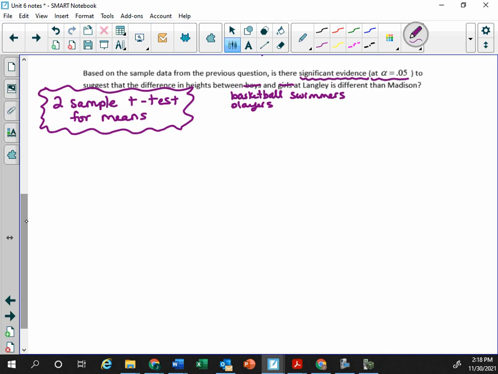Now, the happy news here is we've already checked conditions for both of these groups. We don't need to do that again. So we're just going to jump right into the actual hypothesis test part. What's something you have to write every time you do a hypothesis test? Yeah, we have to write like the null and alternative, correct? Okay, so let's think about the null and the alternative.